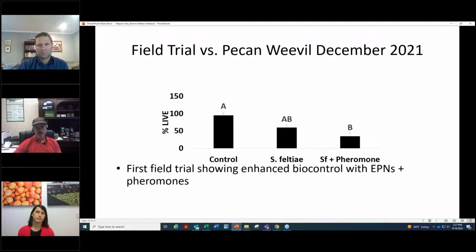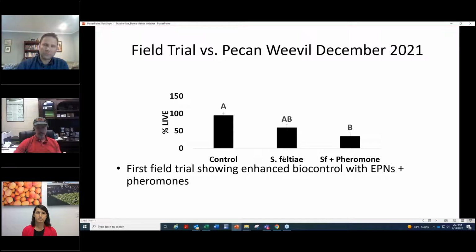So more recently, we applied in a pecan weevil setting. Now, pecan weevil, a major pest again of pecan, in the adult stage is very susceptible to the nematodes, but as a larva, it's fairly resistant.